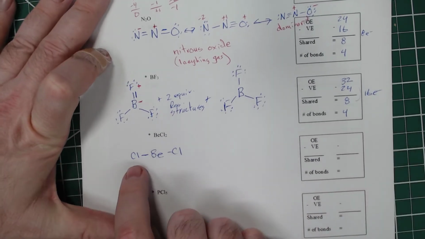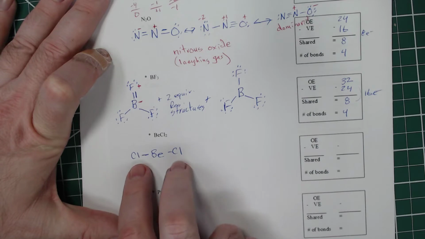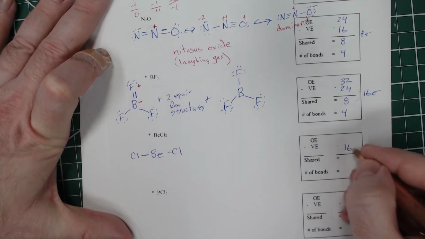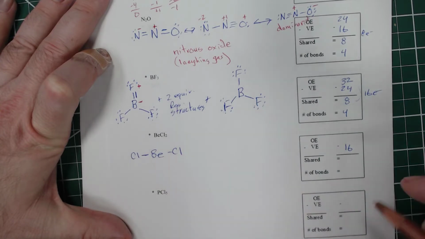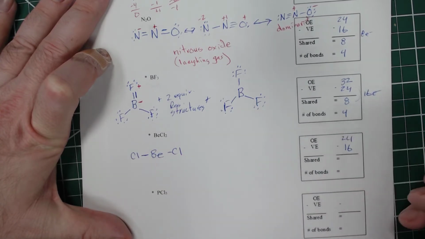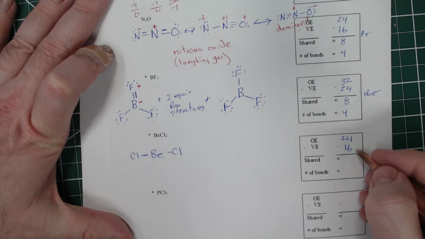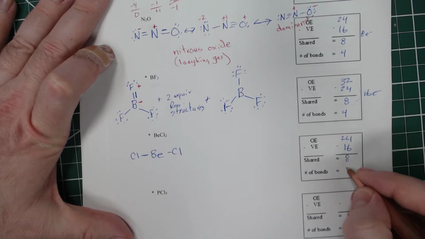Let's count the valence electrons: 7, 2, and 7. So that's 14, 16. So 16 valence electrons. If everyone could have an octet, that would be 8, 8, and 8. That's 24. We don't have 24. We have 16. So that's 8, 4 bonds.